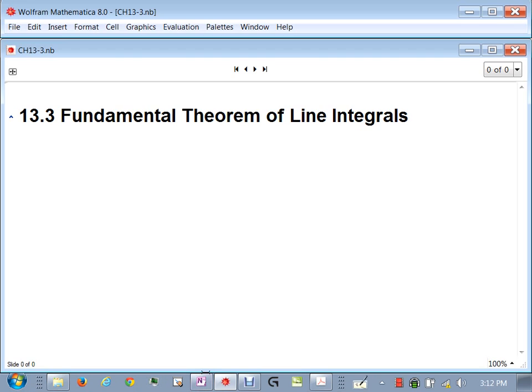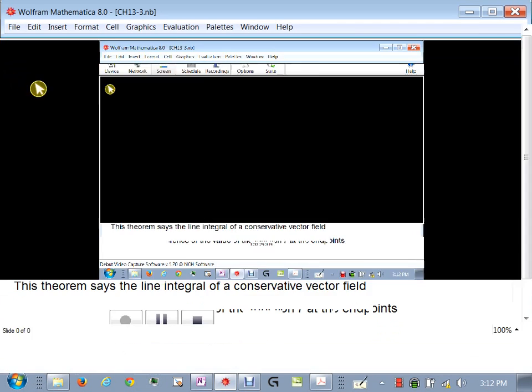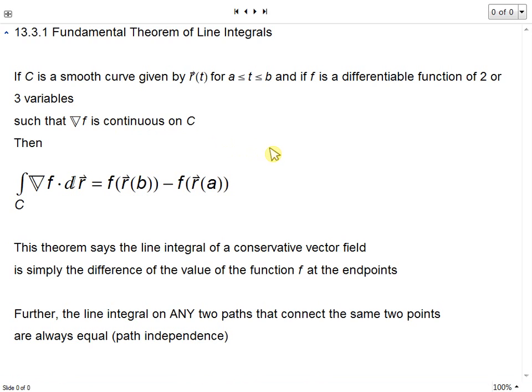So we now have what's called the fundamental theorem of line integrals. This is the next major result in the calculus sequence. The fundamental theorem of line integrals says, if C is a smooth curve given by some vector function r(t), with t restricted between a and b, and if f is a differentiable function of two or three variables, so you can differentiate it, such that, and this is a big condition here, the gradient of f is continuous on C.